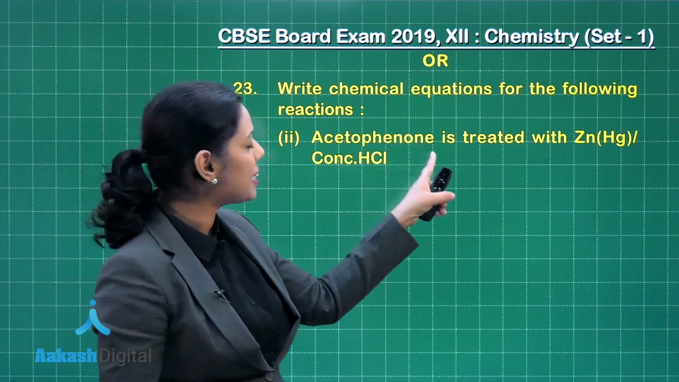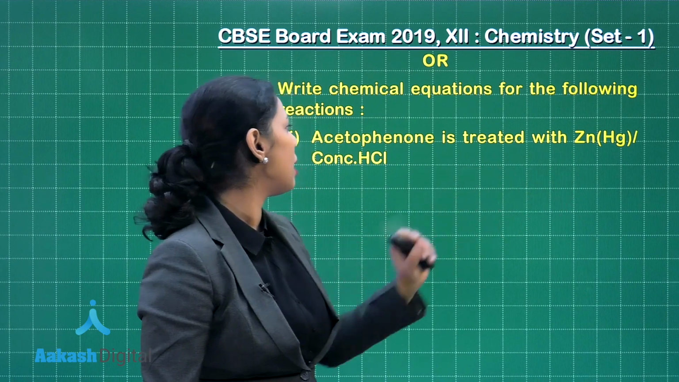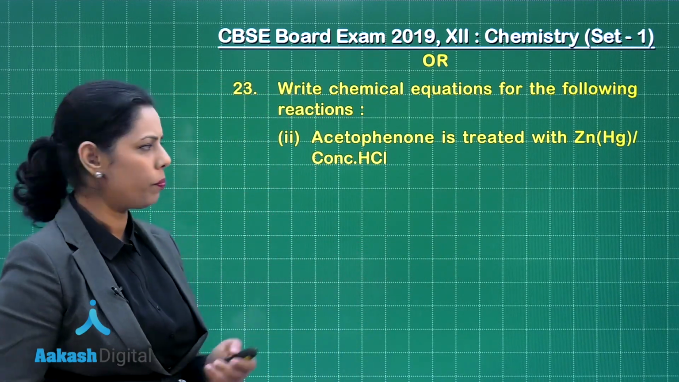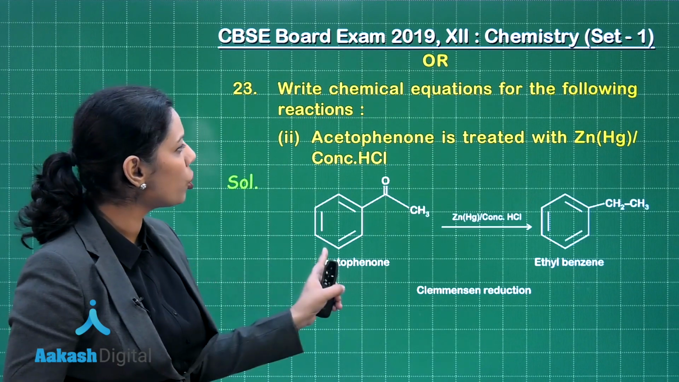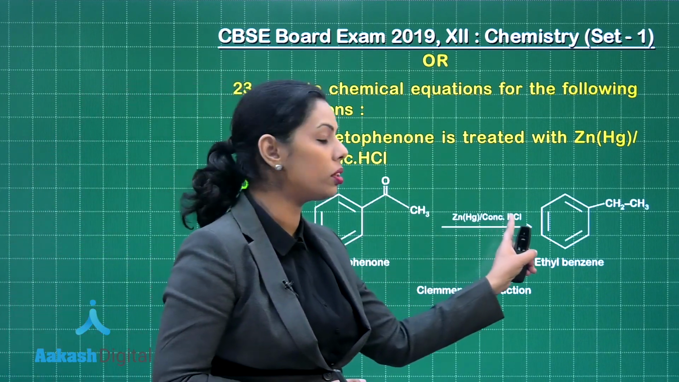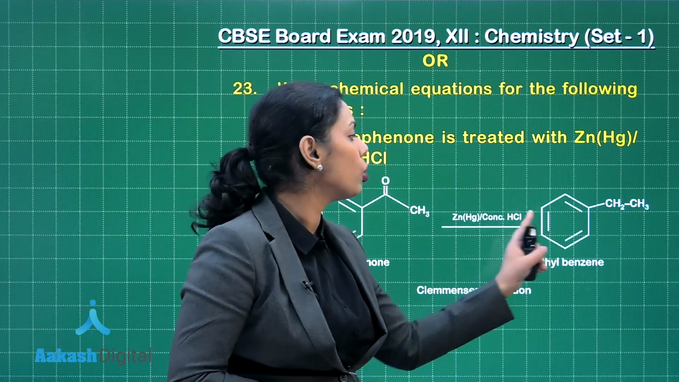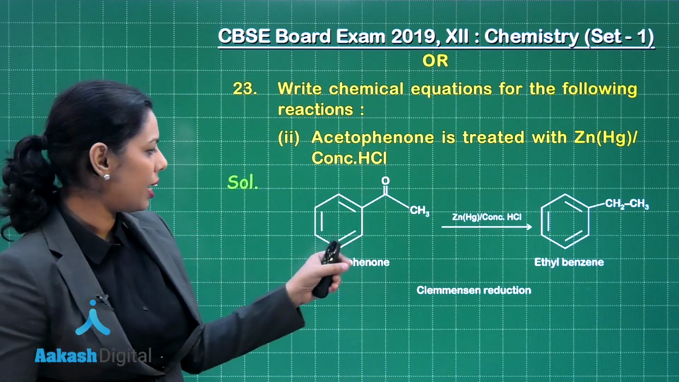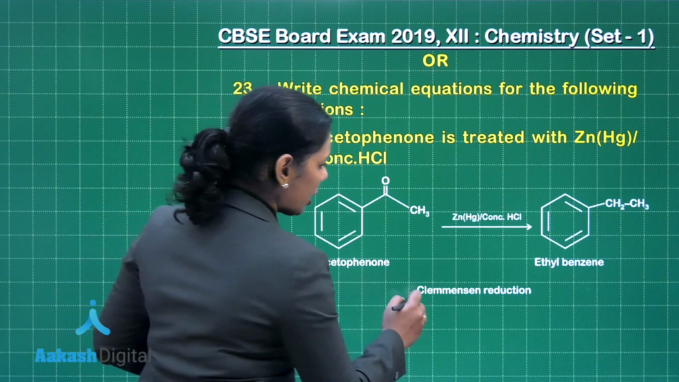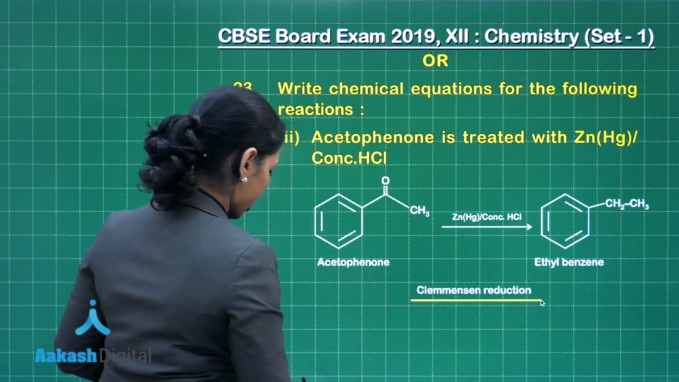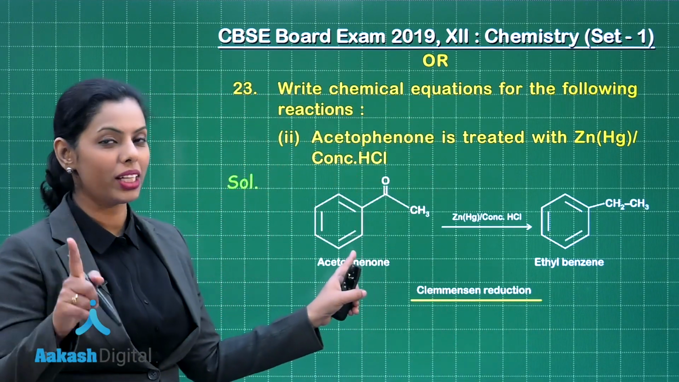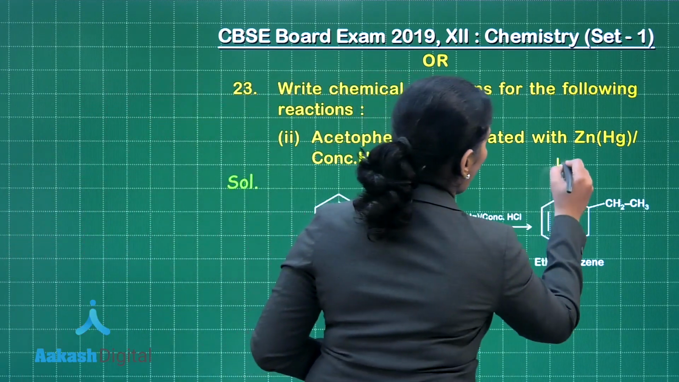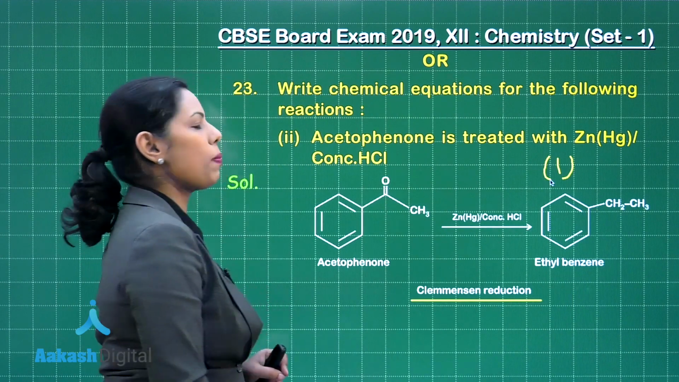After that its second part is also there. Acetophenone is treated with zinc amalgam and concentrated HCl. What will happen? If you treat acetophenone with zinc amalgam followed by concentrated HCl, then you will obtain ethylbenzene. It is a simple reduction process, and commonly it is known as Clemmensen reduction, and if you know the reaction then you can easily write it. After writing it you will obtain 1 mark for this part also.